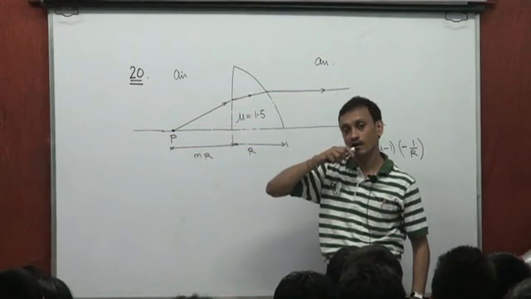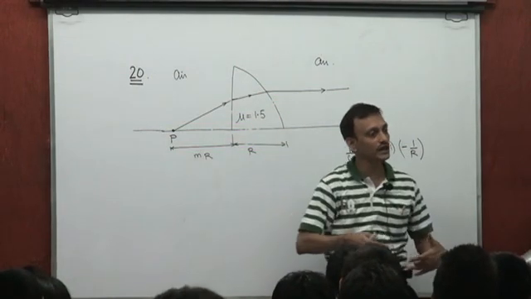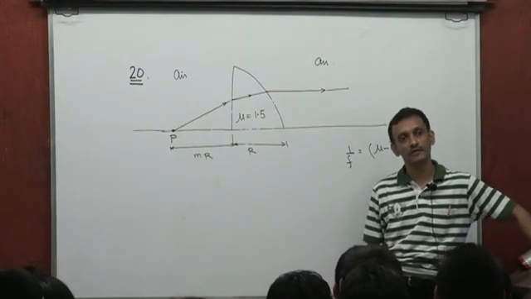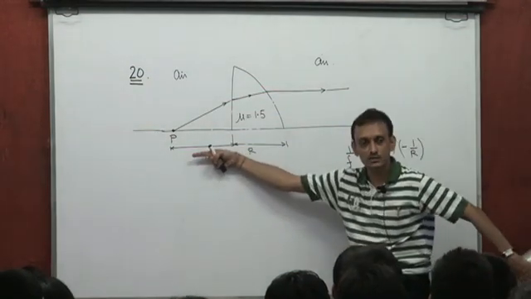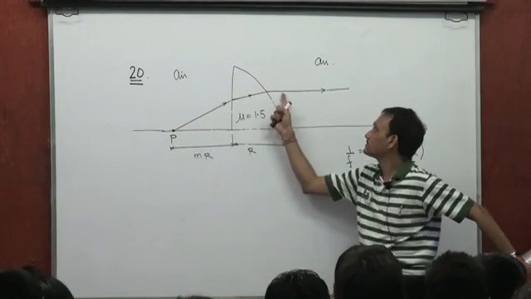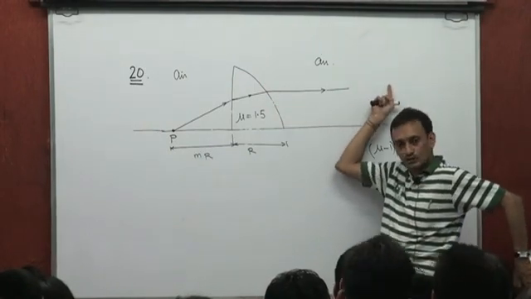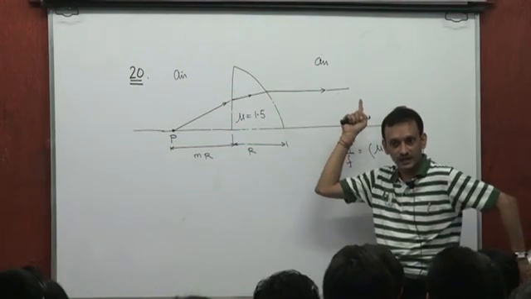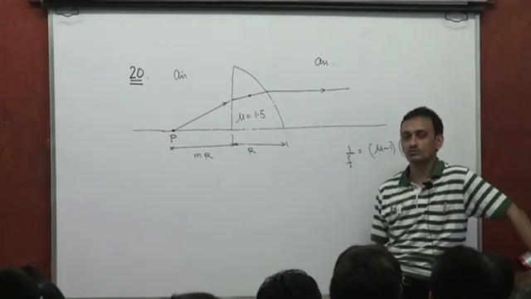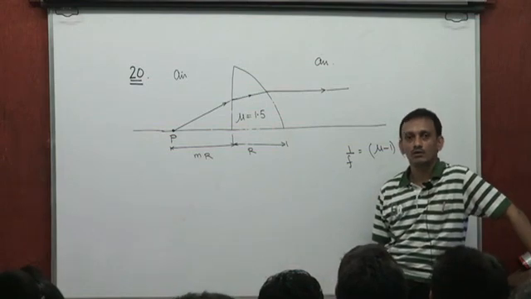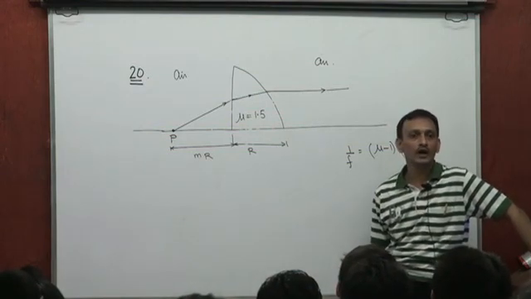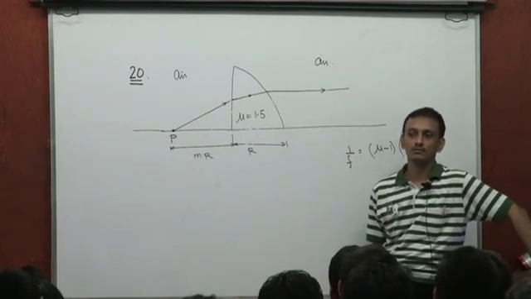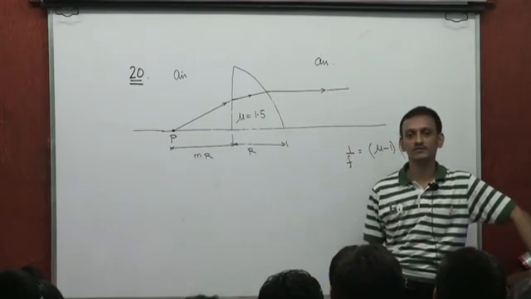You know what I'm saying? I apply the lens equation 1 by V minus 1 by U equal to 1 by F, where U is MR, and since these rays run parallel to the principal axis, V is infinity, right? I use this. How and why is this incorrect? Where is it that we've gone wrong?